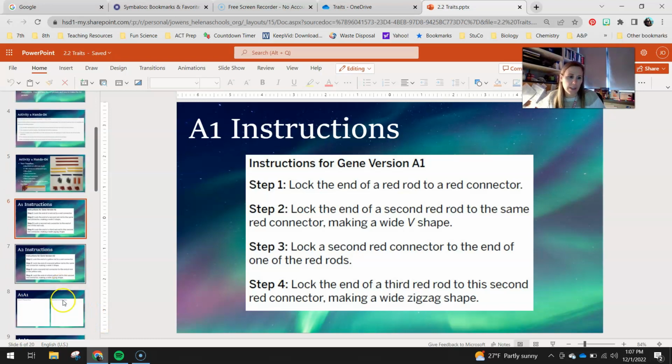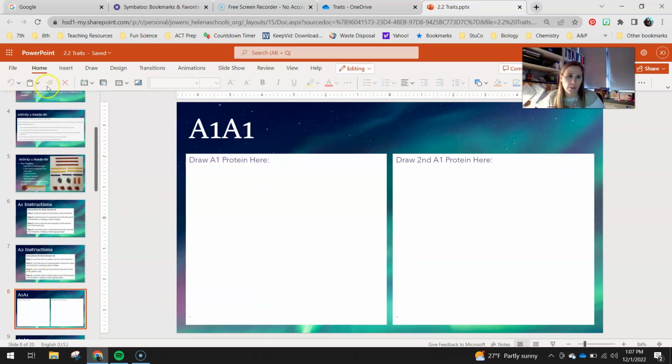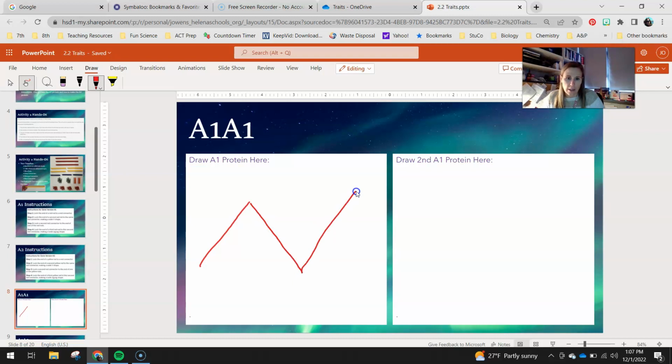Okay, then what I would do is I would go down here and say, all right, we have 2 copies of the A1 protein, so this would be our genotype, okay? And I'm going to draw a picture of what my A1 protein looks like. So it's got one long red connector, another, and then a third, and then I can kind of draw maybe a little triangle or something here to show where my little connectors were, okay?